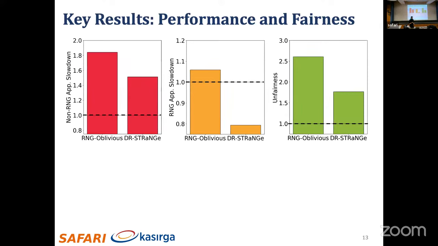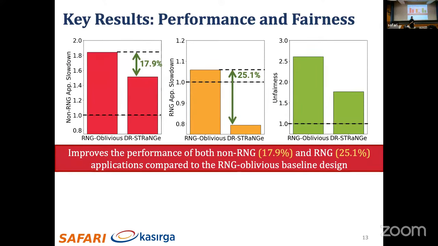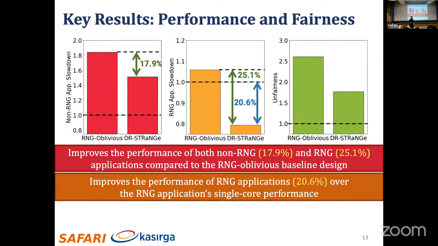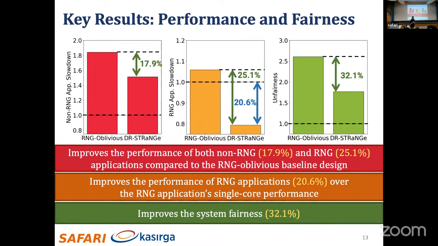We conclude that Dr. Strange improves the performance of both non-RNG and RNG applications compared to the RNG-oblivious baseline design. It improves the average system performance of RNG applications compared to when they run alone as a single core, basically by reducing the TRNG latency by serving them from the buffer. And lastly, Dr. Strange improves the system fairness by 32%.